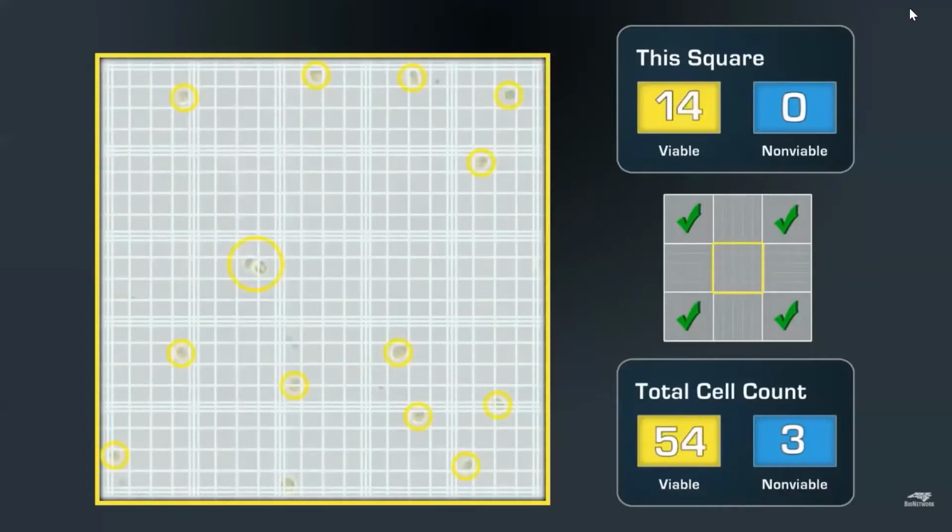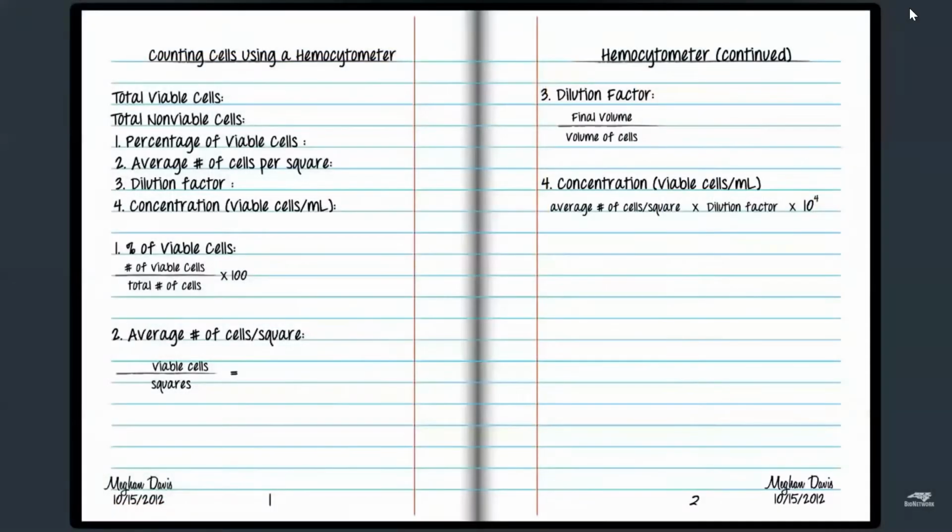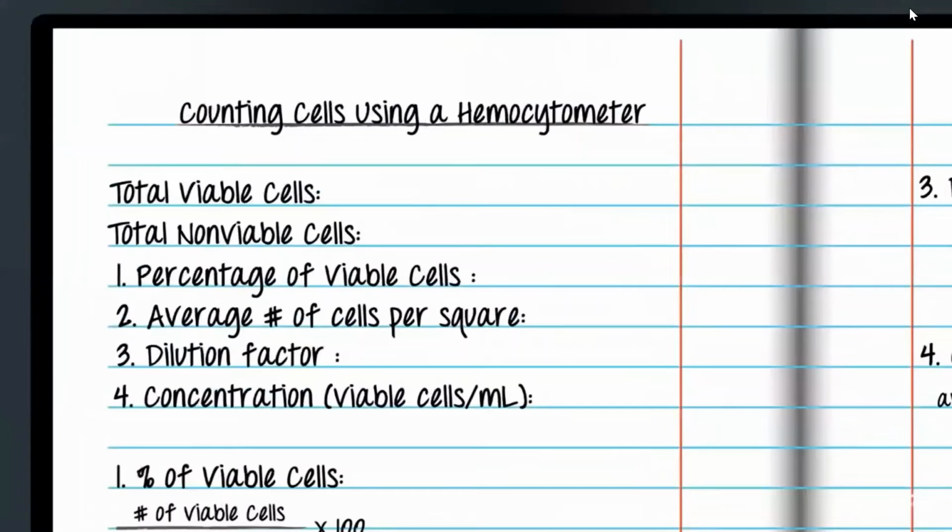There are 14 viable cells and no non-viable cells in the center square. The total number of viable or living cells from all 5 squares is 54. The total number of non-viable cells is 3.